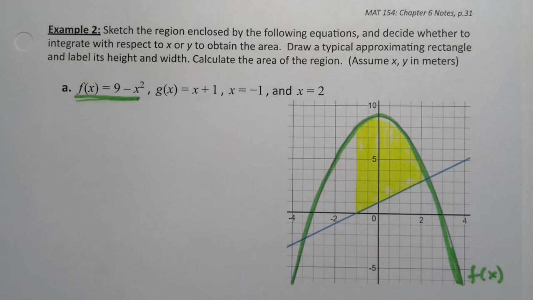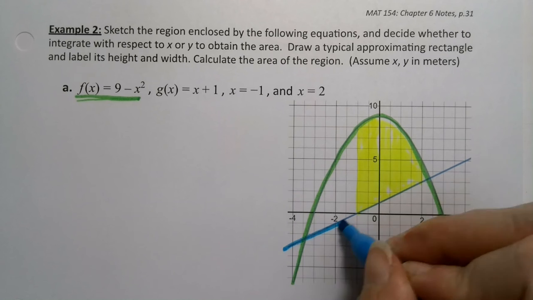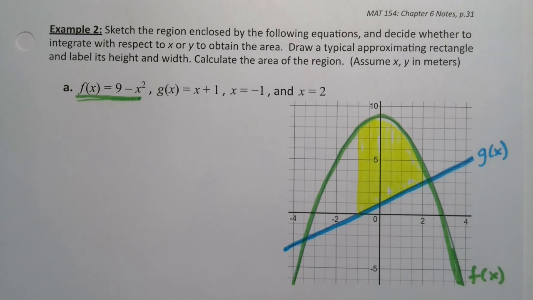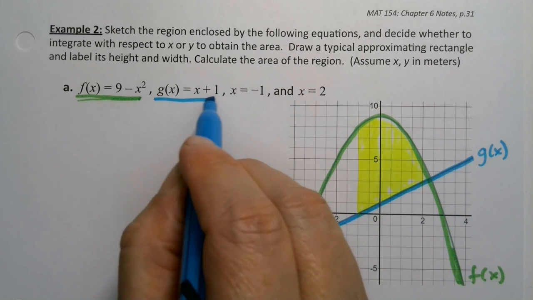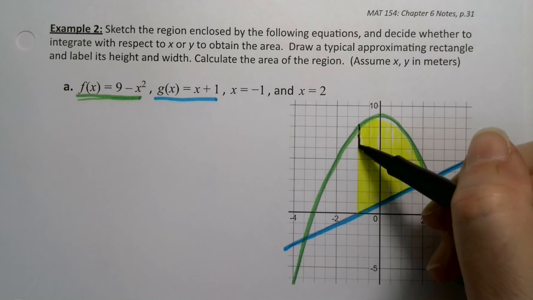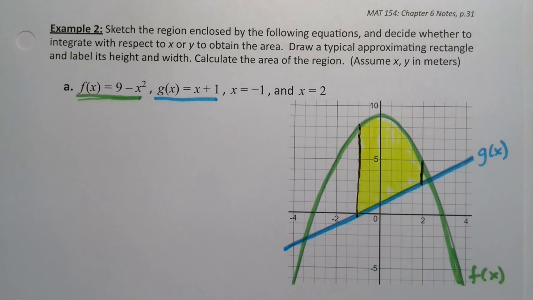And then g of x is, I don't know, this blue one right here. There we go. Okay, and I'll highlight that one too. There we go. Okay, and we're going from -1 to 2. We're cutting off right there at 2.